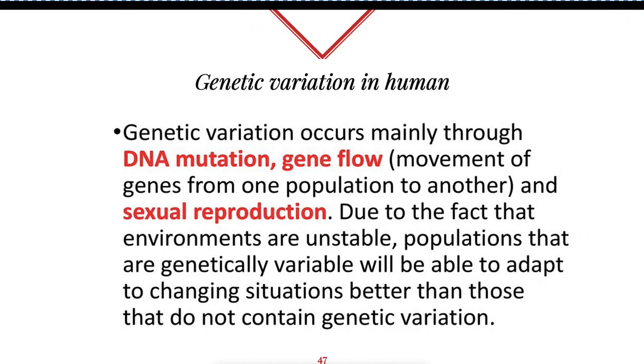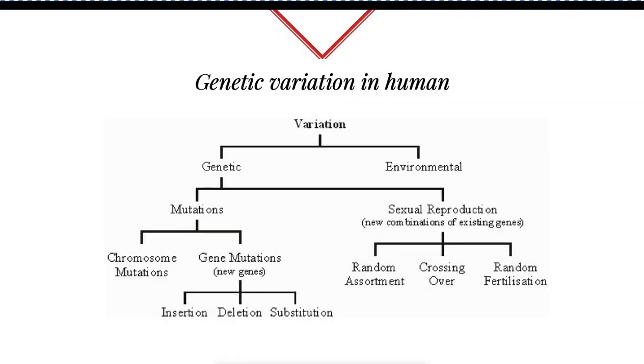Genetic variation occurs mainly through DNA mutation, gene flow, and sexual reproduction. Due to the fact that environments are unstable, populations that are genetically variable will be able to adapt to changing situations better than those that do not contain genetic variation. So in humans, genetically we can get mutations, and with the help of mutations we can get different variations. Sexual reproduction, new combinations of existing genes, can give us random assortment as well.